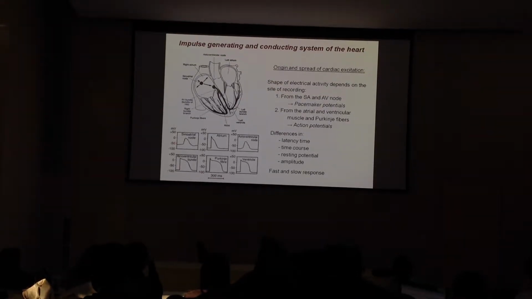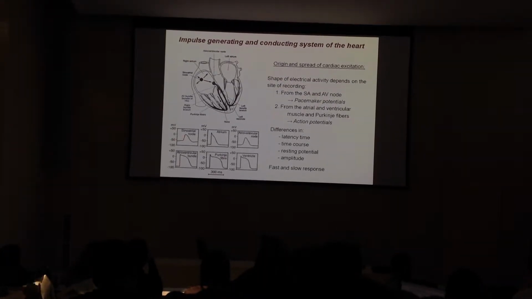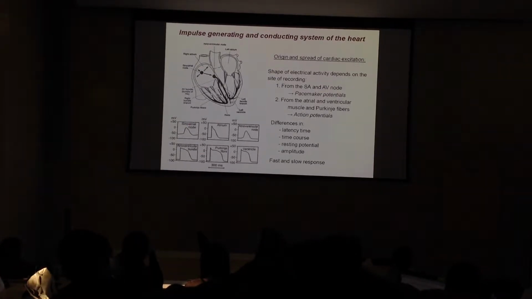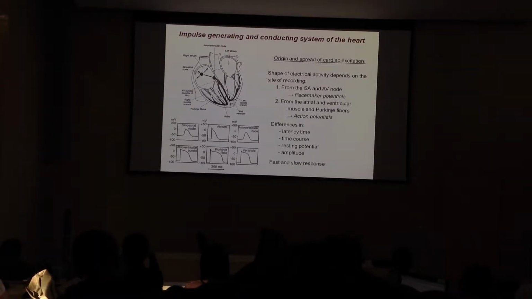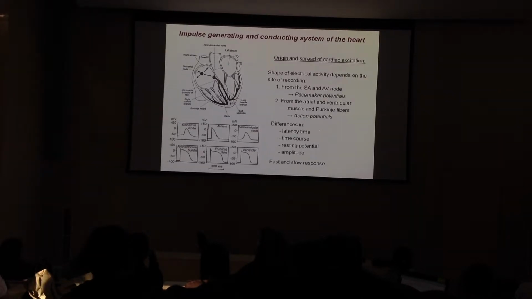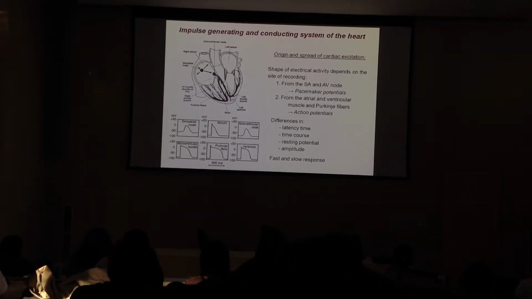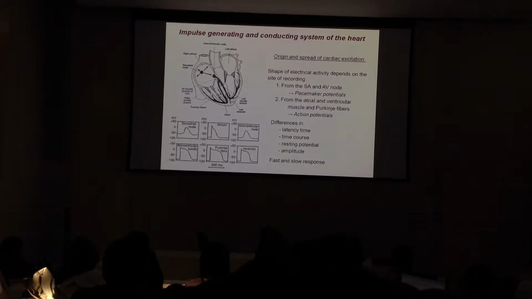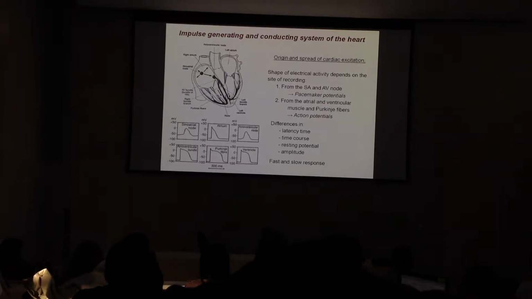So there is a significant difference in the shape of the action potential at the SA node, which is the basic pacemaker cells, and the ventricular muscle fibers. What are these differences? There is a difference in the latency time. It is much longer, it is shorter. The time course. These are fast action potentials, and these are fast action potentials.